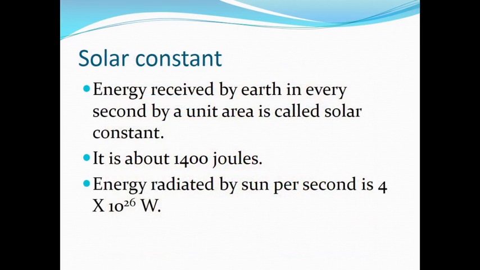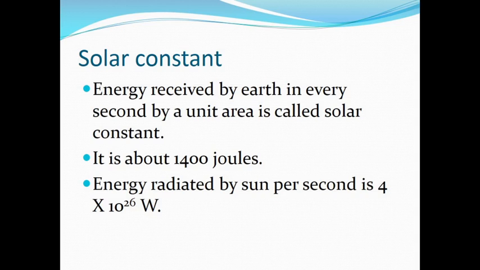And we have to know what the solar constant is. By the name it's related to the sun, isn't it? So we are receiving energy from the sun. The energy received by the earth every second per unit area is called the solar constant. So it is the energy received every second from the sun by an area of 1 meter square.